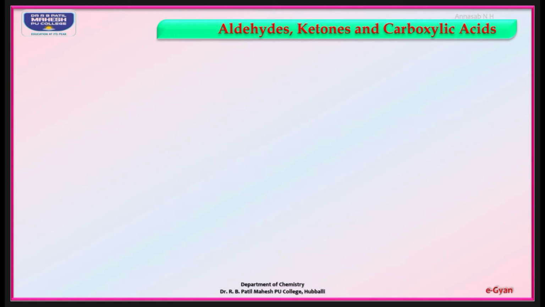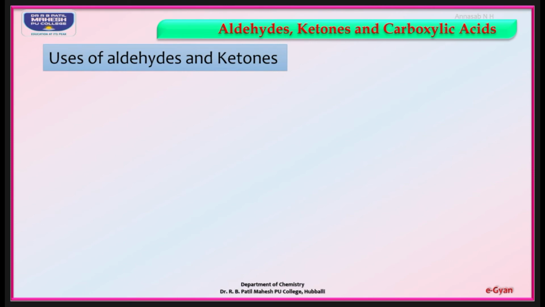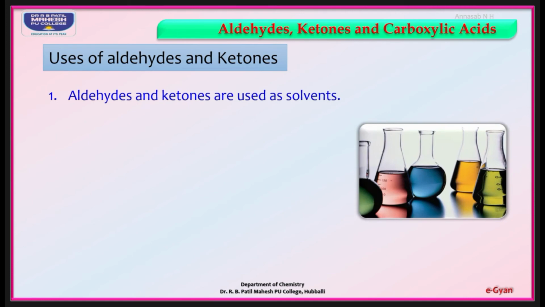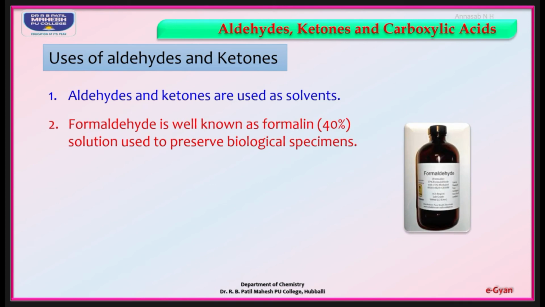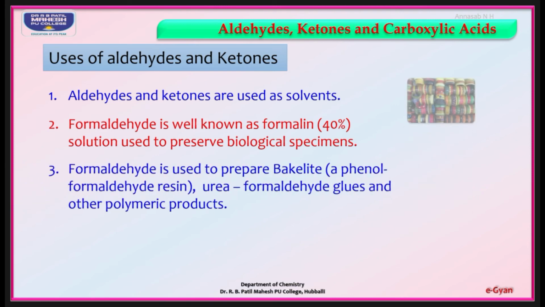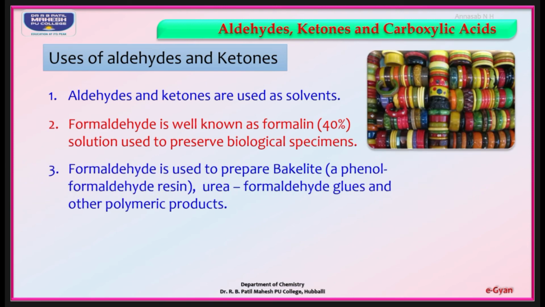Moving further, uses of aldehydes and ketones. Aldehydes and ketones are used as solvents. Formaldehyde is well known as formalin, that is 40% solution of formaldehyde, which is used to preserve biological specimens. And also it is used in the preparation of polymers like bakelite, that is phenol formaldehyde resin, urea formaldehyde glues, and other polymeric products.